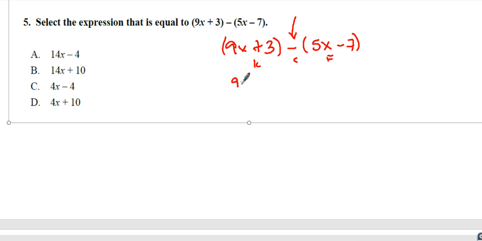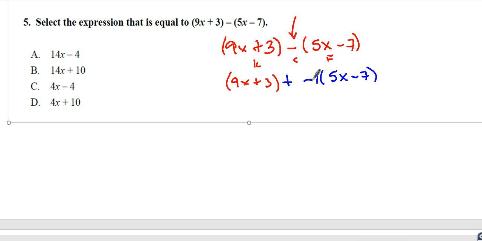So I'm going to leave 9x plus 3 alone. I'm going to rewrite subtraction as addition. And then I'm going to put the negative with the 5x minus 7. Why am I doing that? Because now I can put a negative 1 right here. This parentheses says that I could put a coefficient here to multiply, like we do with the distributive property all the time.